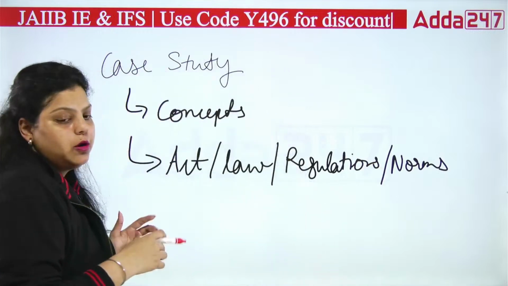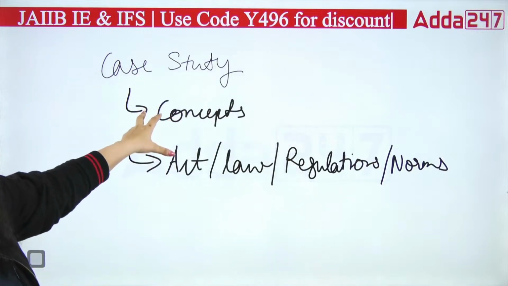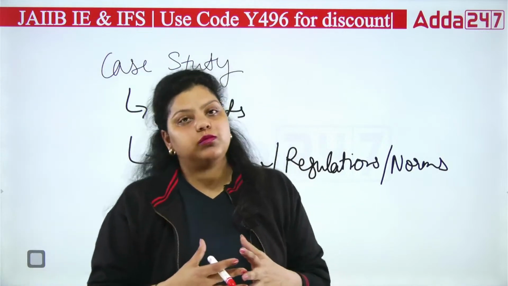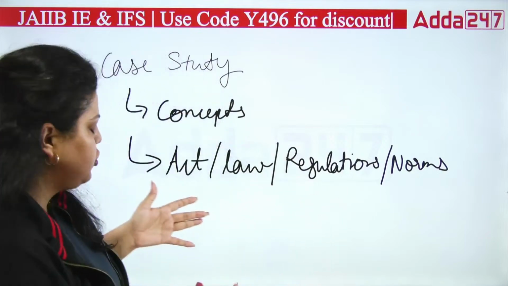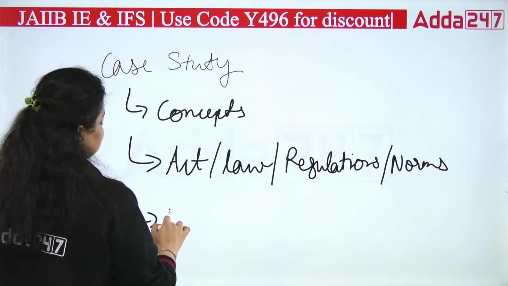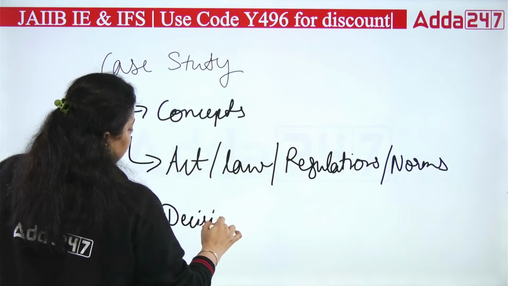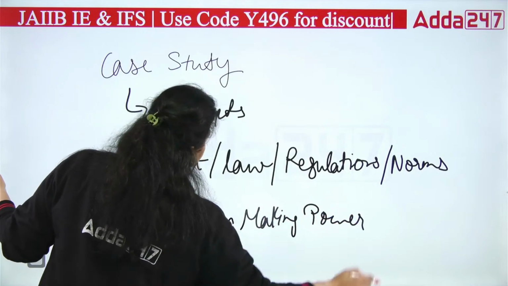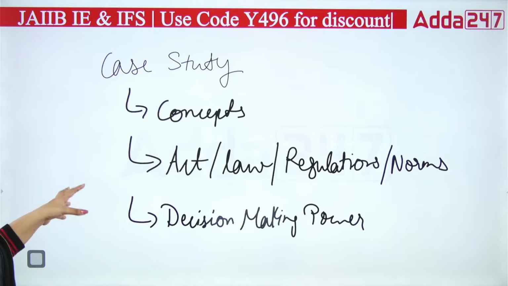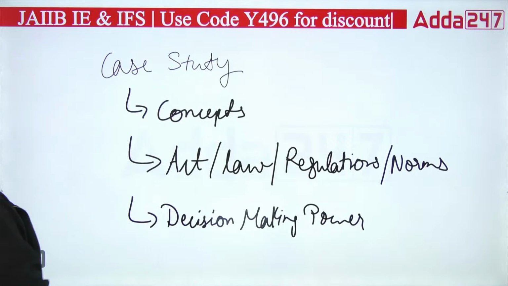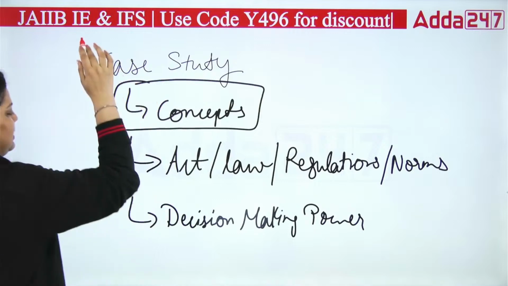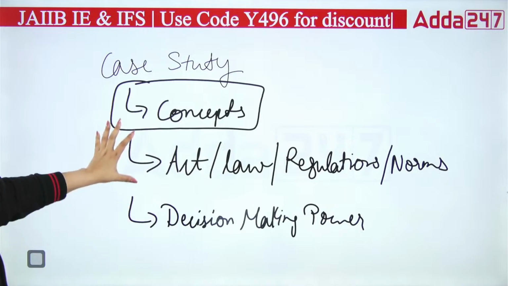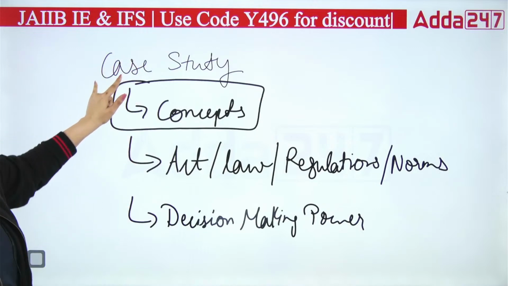If they are talking about, let's say, a promissory note, first of all you should know what a promissory note is. Second, you should know what act, what law, what regulation, or what norms go with the promissory note. And after that, your decision making power. These are the 3 things required to cover your case study questions. So the very first thing is to cover the concept, then the act, law, and so on, and the last one will be your decision making power. These are the things you have to focus on in the case study questions.